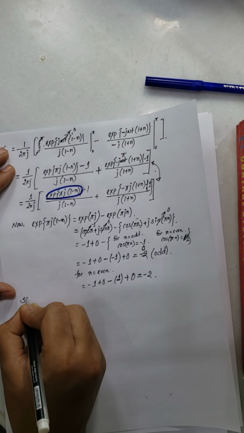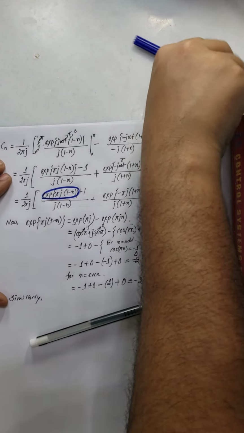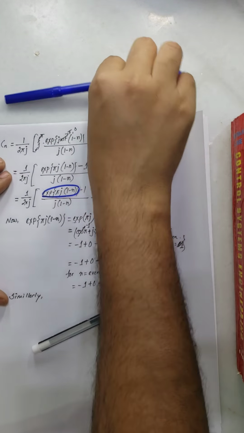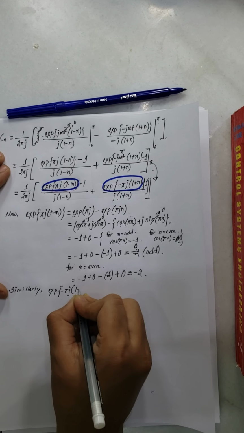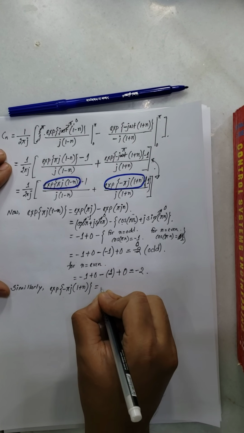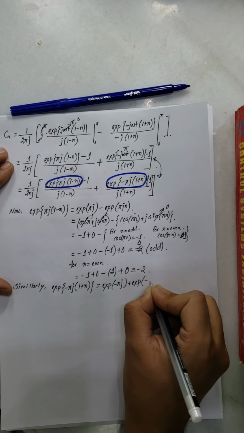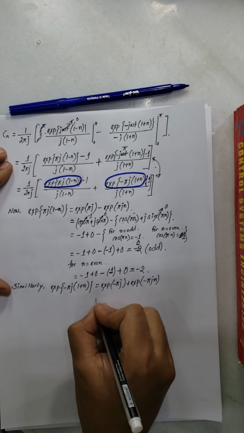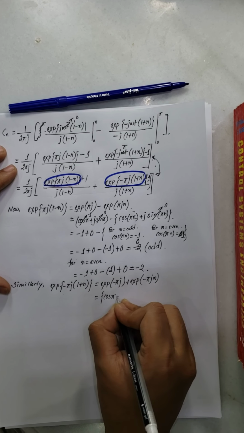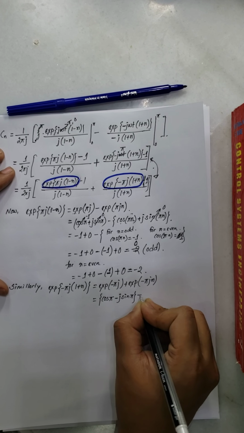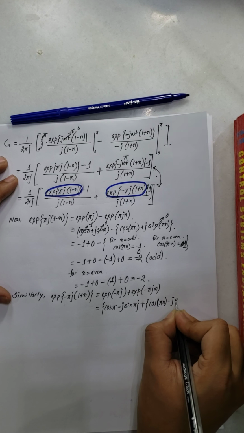Now similarly, upon solving for this expression, we get e to the power minus pi j 1 plus n equals e to the power minus pi j plus e to the power minus pi j n, which when expanded with Euler's relation becomes cosine of pi minus j sine of pi, plus this term becomes cosine of pi n minus j sine of pi n.